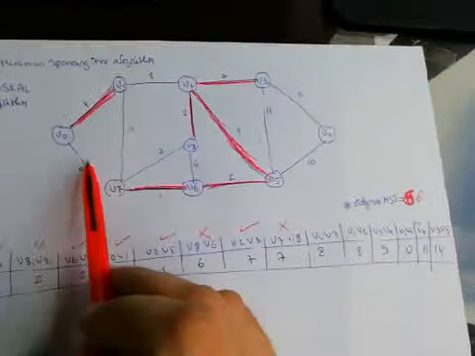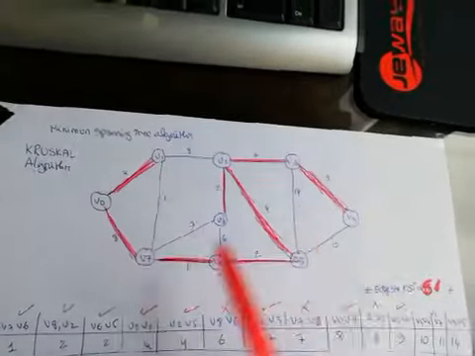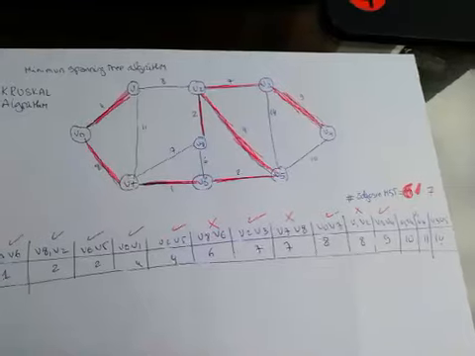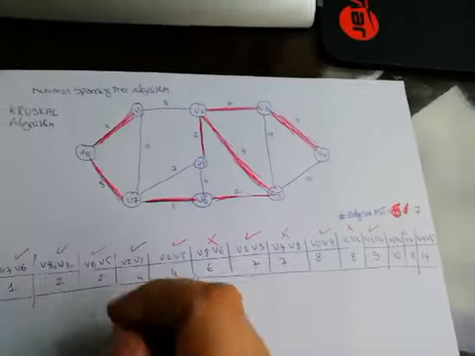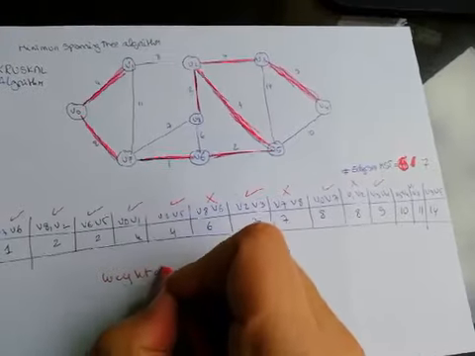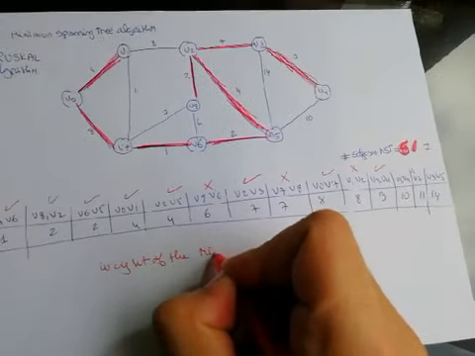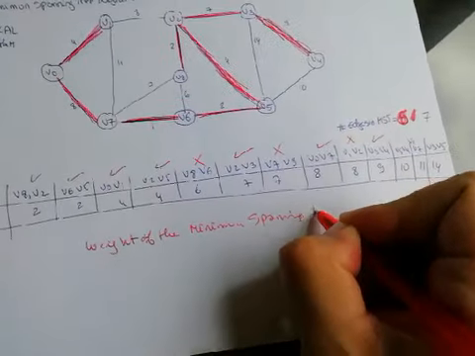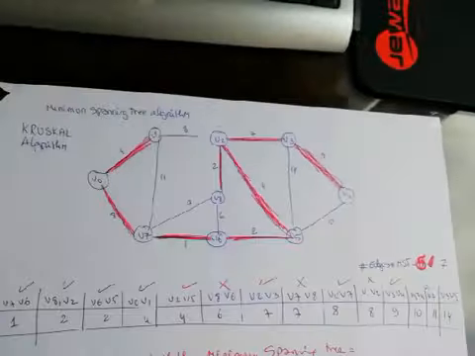In a way, why? Because we connected all places together. So we have our minimum spanning tree, and the weight of the minimum spanning tree is the summation of all those values.